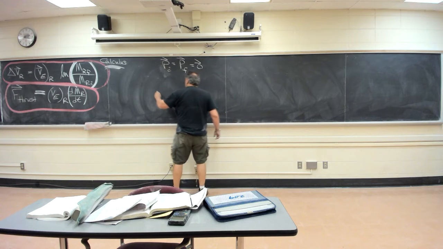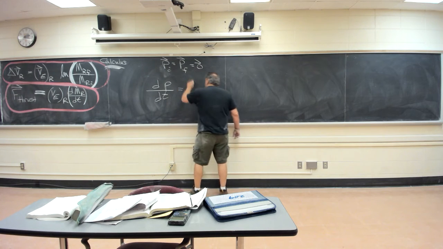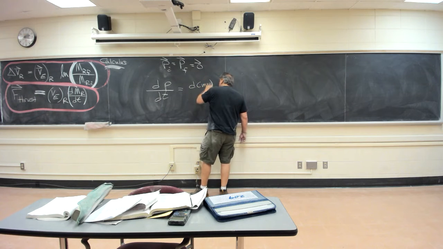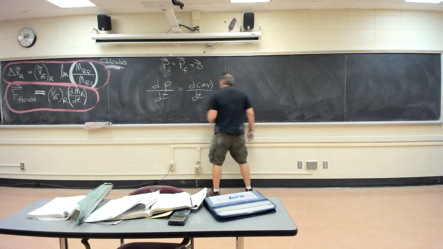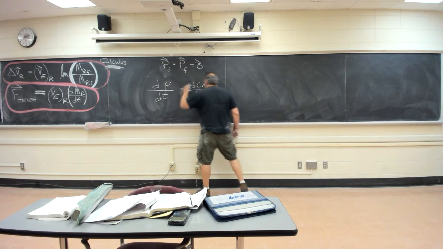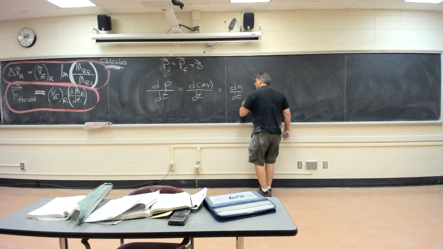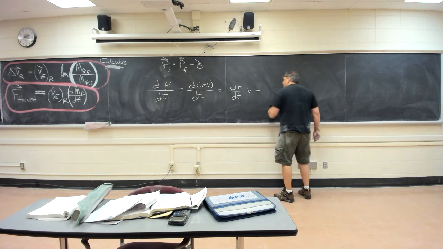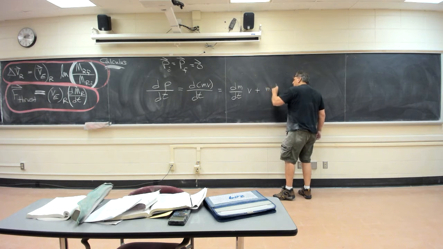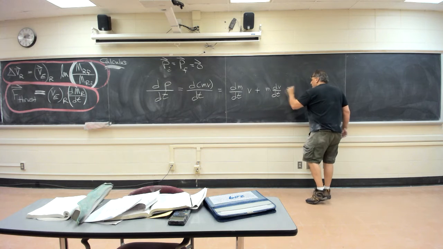Let me lose the vector notation for a second. Take the derivative of the momentum mv with respect to t, and you get dm/dt times v plus m times dv/dt equals 0.